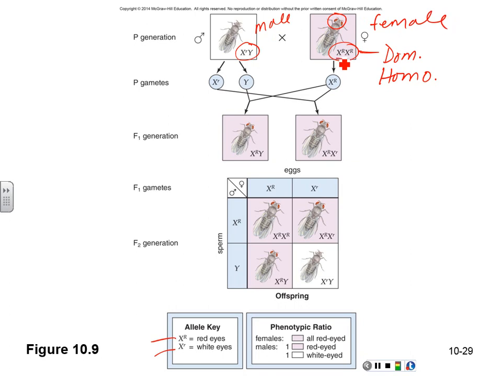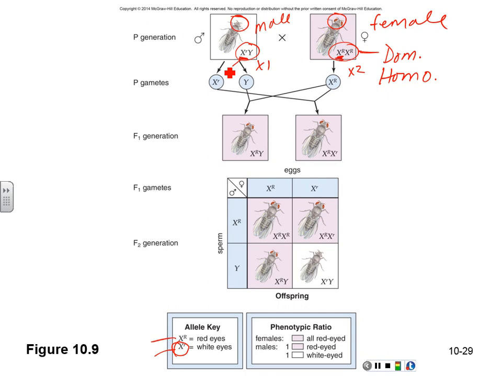Well, if it's carried on the X, the female has 2 X's, but for the male, he only has 1 X. So if he gets the only one, recessive, he's going to have white eyes. He doesn't have another X with a dominant allele to mask the recessive. So basically the recessive shows in the male because he doesn't have another X.